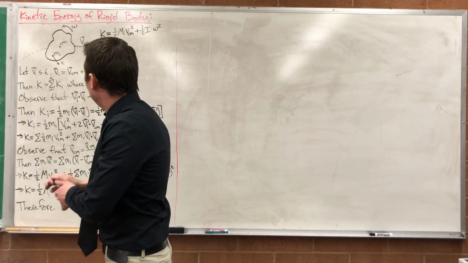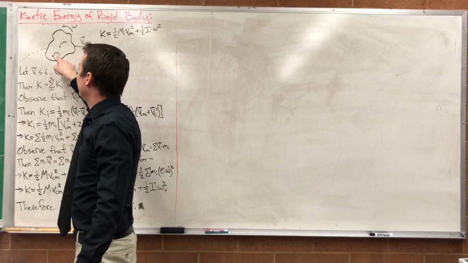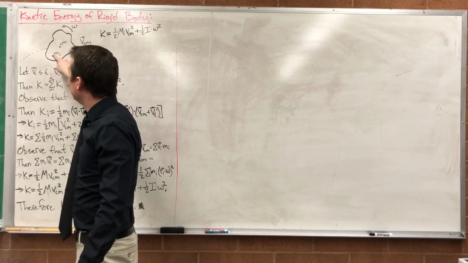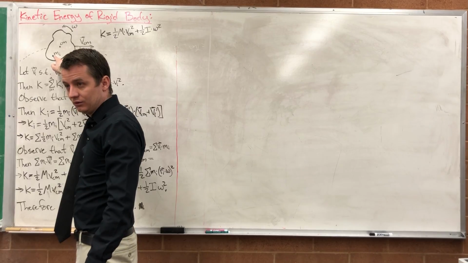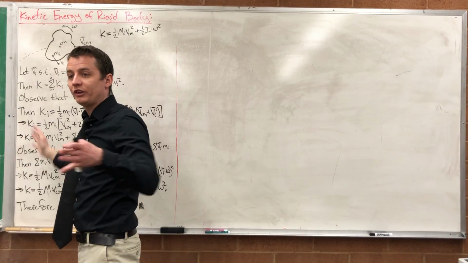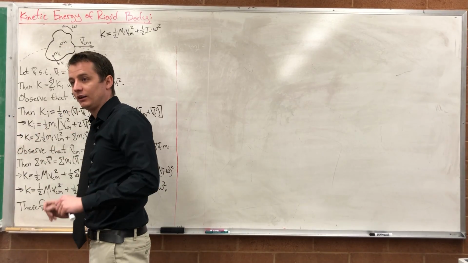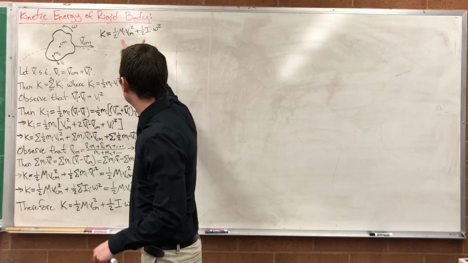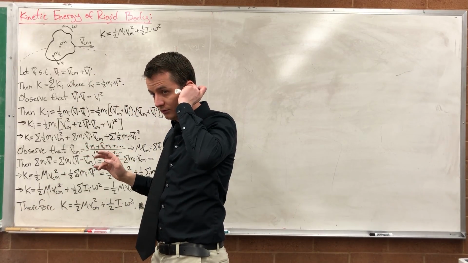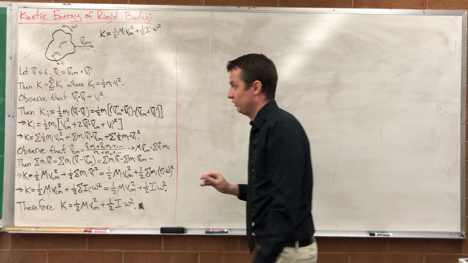What's our ultimate strategy going to be? Our ultimate strategy is we're going to pick some point mass, little m sub i, on that object. We're going to calculate its kinetic energy. And we're going to do that for every little m sub i, calculate all their individual kinetic energies, and add up all the kinetic energies. That's the total kinetic energy, and the total kinetic energy is going to come out like this. Good? Feel like you understand our overall strategy?